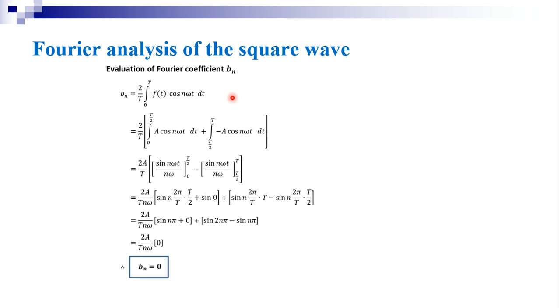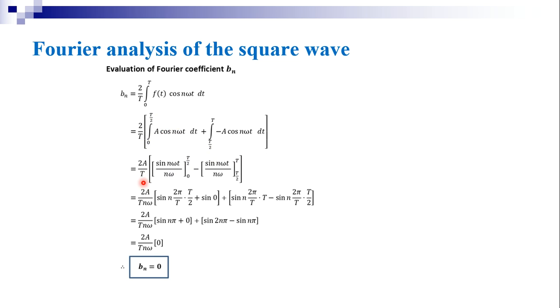Now we will evaluate the Fourier coefficient Bn. As we have from the previous derivation, the Fourier coefficient Bn is equal to 2 by T into integration of f of t cos n omega t with respect to t between the limits 0 and T. Here also we can split this integration between 0 to T by 2 and T by 2 to T, put the value of f of t as A and minus A, and integrate.